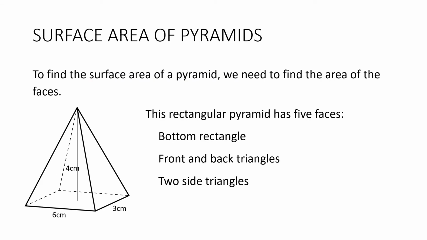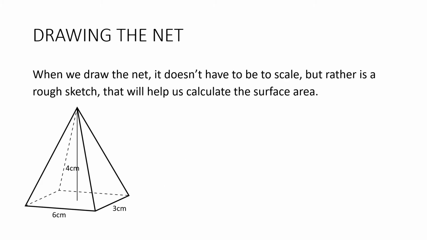So if we want to find the surface area of a pyramid, then we need to find the area of the faces. This particular pyramid has 5 faces. It has a bottom rectangle, the front and back triangles, which are the same size, and the 2 side triangles, which are the same size. So we could draw the net. It doesn't have to be to scale, but rather it's a rough sketch that will help us calculate the surface area.